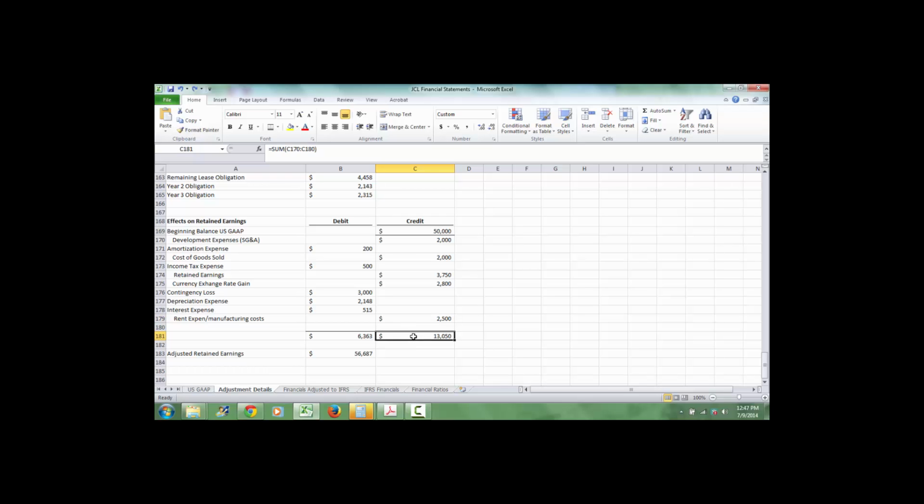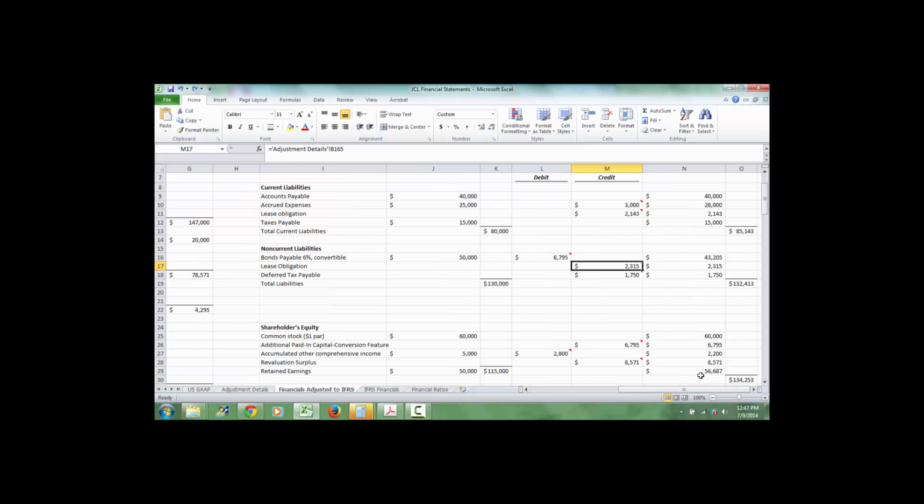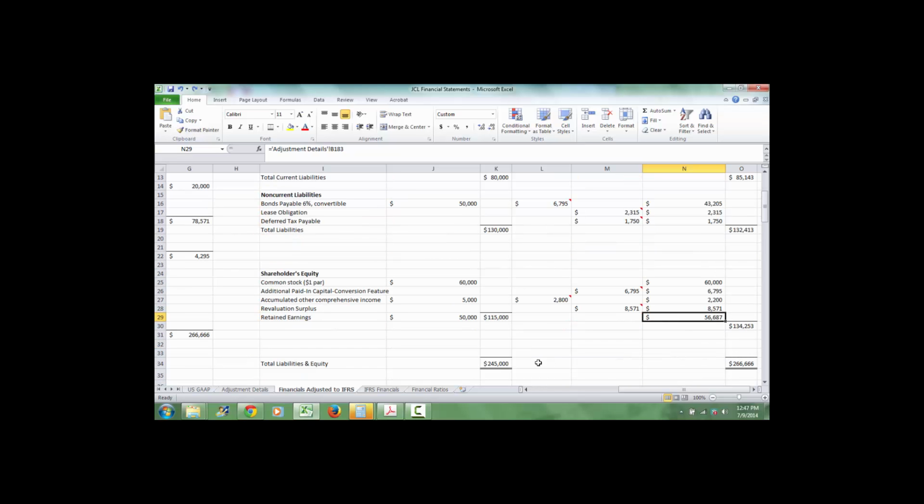So we would have credited retained earnings for all of these, debited retained earnings for all of these, which brings us to a final adjusted retained earnings of $56,687,000. So I went forward and put that number as our adjusted retained earnings on the balance sheet. And as you can see, our new total liabilities and equity is $266,666,000, and that is our total assets as well.